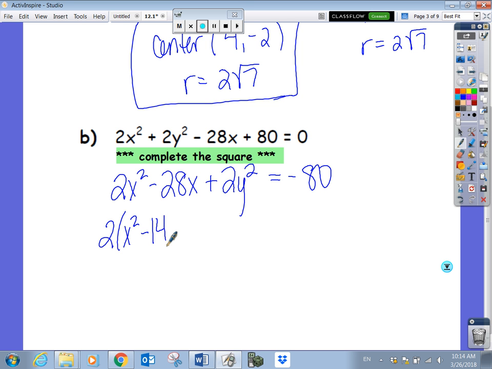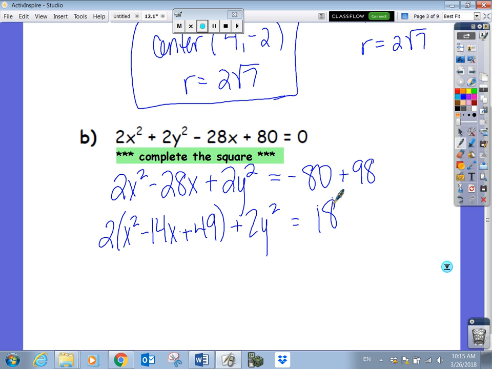X squared minus 14x. We complete the square by taking half of b and squaring it. Well, let's do that in a second. Plus 2y squared equals. So here, half of b and squaring it, so half of b is negative 7. Negative 7 squared is positive 49. We take half of b, square it, and add it to both sides. But if you factored something out, you have to multiply before you add it to the other side. Because we didn't really just add 49 to this side, we added 49 times 2. So we have to add 98 to the left, we have to add 98 to the right.